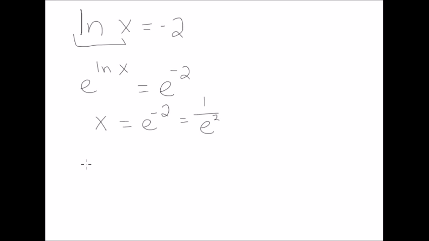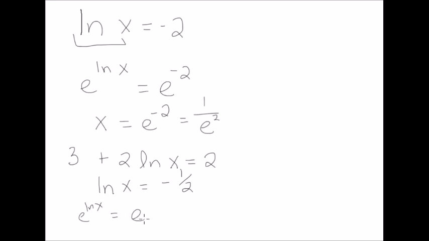In another example, if we had something like 3 plus 2 times the natural log of x is equal to 2, we're going to get x by itself, so we'll move 3 to the other side and then divide both sides by 2. We would get that the natural log of x is equal to negative 1/2. And then we exponentiate both sides, so we get e to the natural log of x is equal to e to the negative 1/2, which translates into x is equal to 1 over the square root of e.